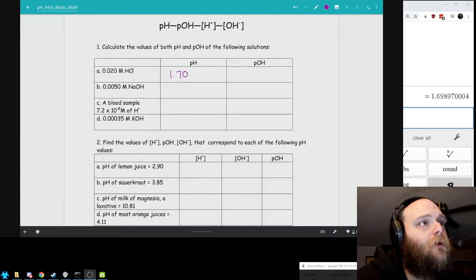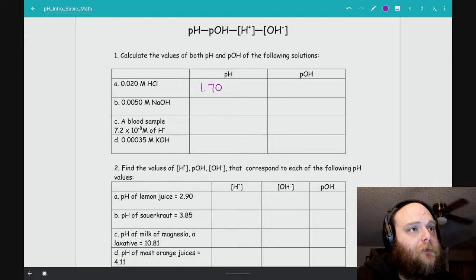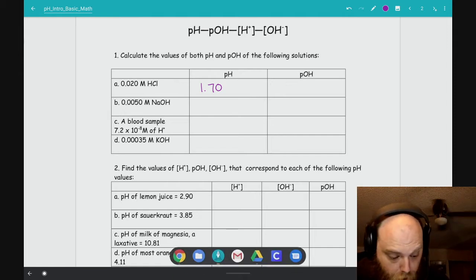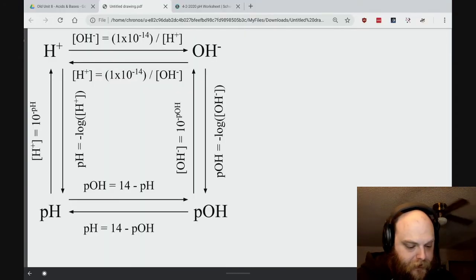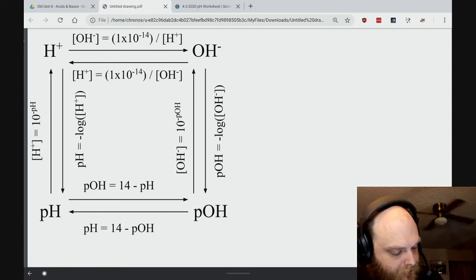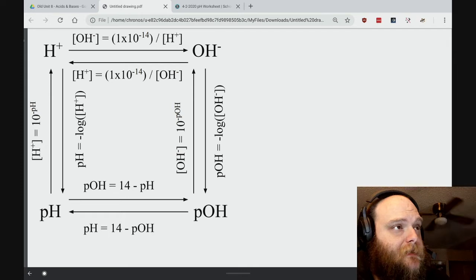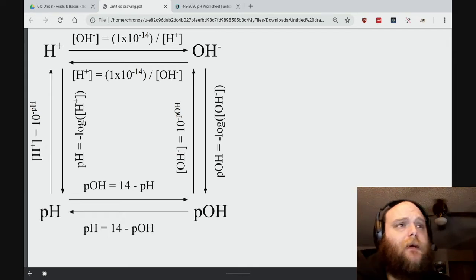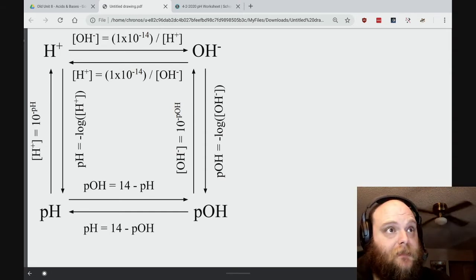Now, how do we figure out the pOH? Let's take a look. pOH can be calculated one of two ways. You see on the bottom here, it says that pOH is equal to 14 minus the pH. Or the other way is the negative log of the OH minus concentration. Now we don't have the OH minus concentration, but we do have the pH. We just calculated it. That was 1.70.